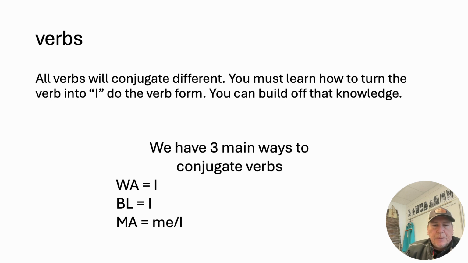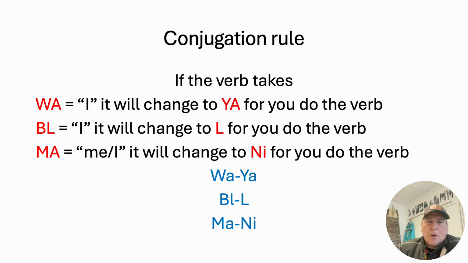Sometimes it's going to take BL, prefixed or infixed, to make it "I do it." And sometimes it'll take ma to make it "me" or "I." Okay, so that is just a little tip. There are some variations, but these are going to be our three main ways that are going to get us started on learning how to conjugate verbs.